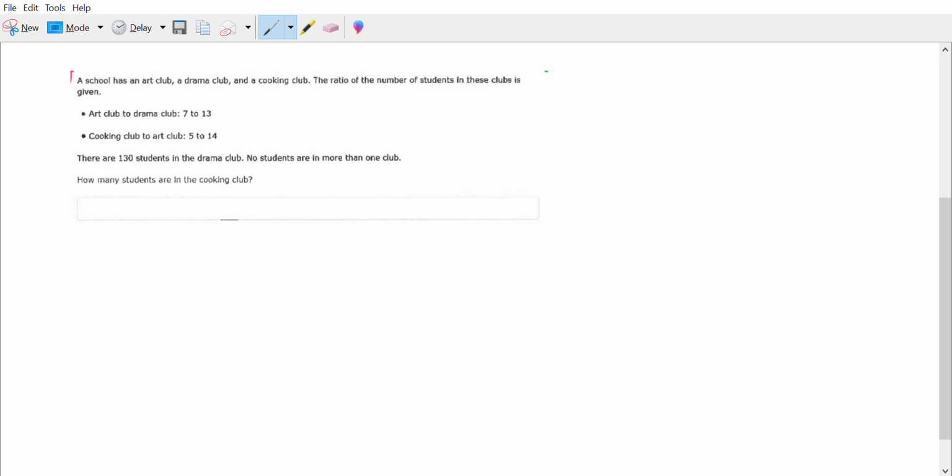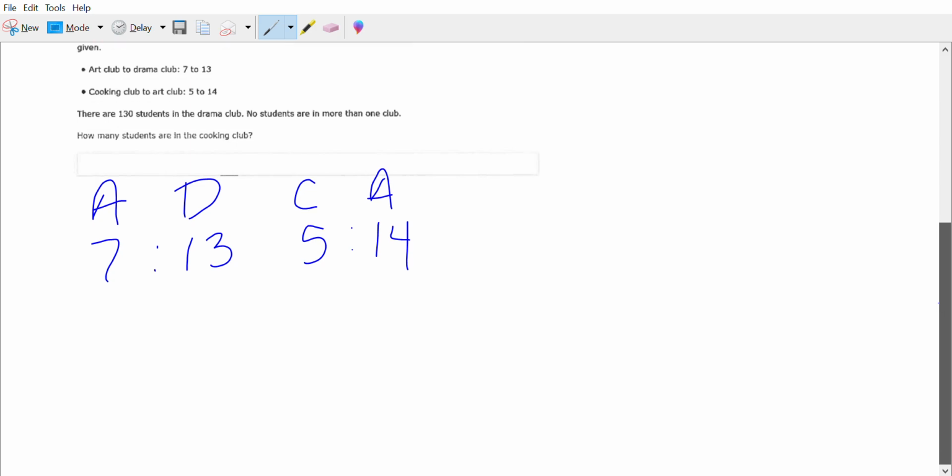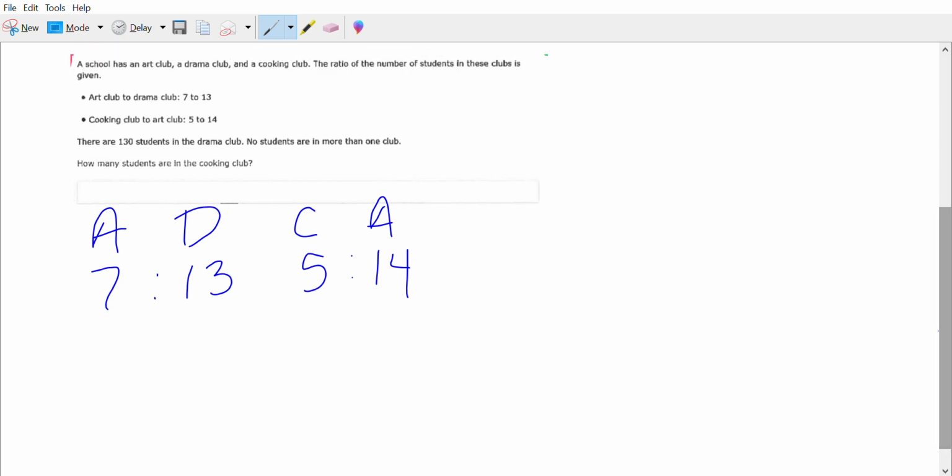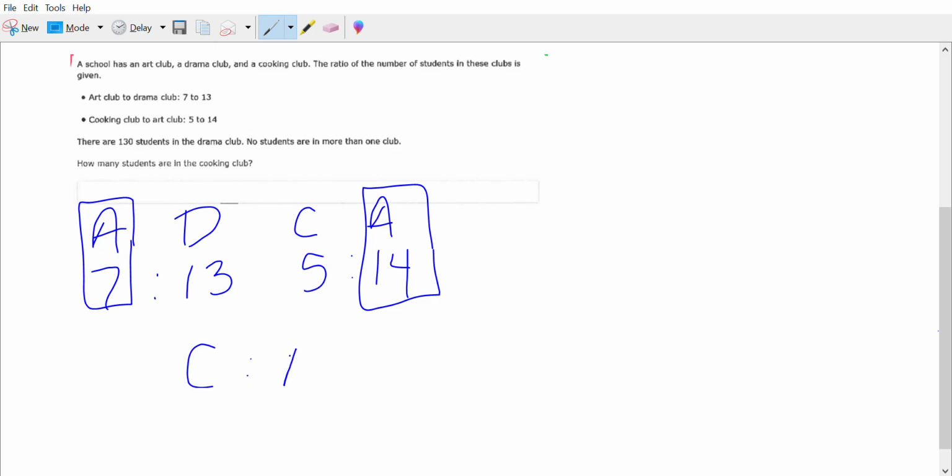All right. So we're working with quite a few ratios here. So first one is art to drama, 7 to 13. Next one is cooking to art, 5 to 14. All right, so ultimately we're going to want to set up the ratios comparing all three of them. So I would like to start comparing, so our art one can be in our center. So I would like to set up our ratios as cooking compared to art compared to drama.